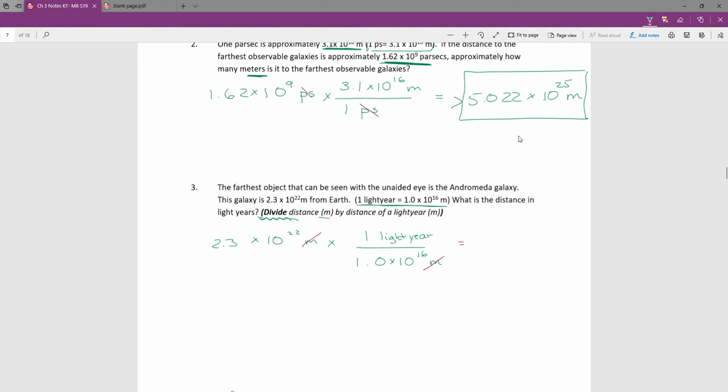We're going to divide the distance by the distance of a light year. So 2.3 times 10 to the 22 divided by the 1 times 10 to the 16. So we get an answer of 2.3 times 10 to the 6. And that's going to be in light years.